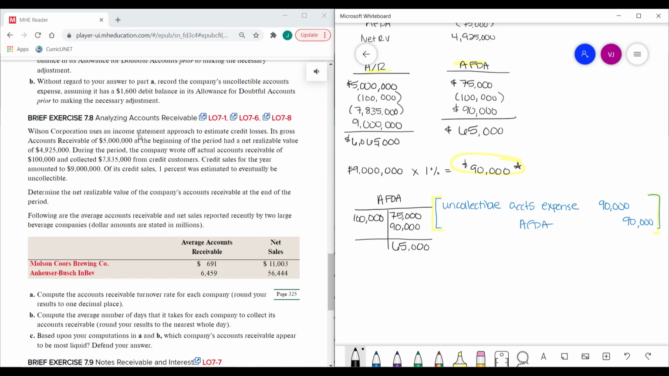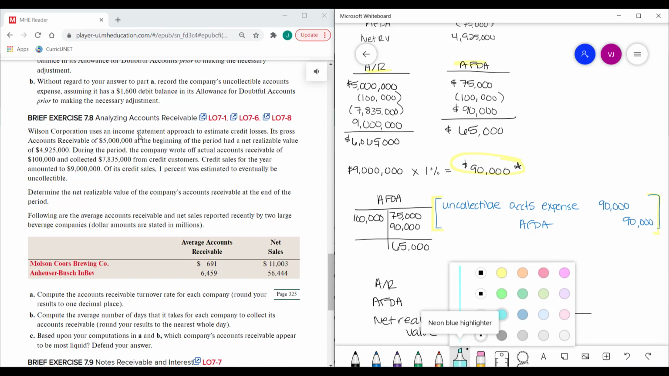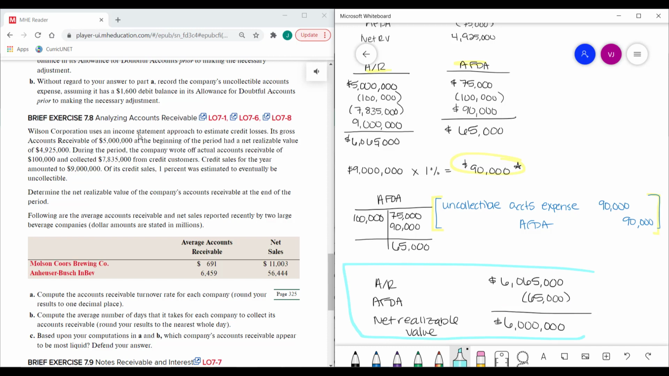Now the question is asking us, what's the net realizable value of the accounts receivable? So remember, under the balance sheet, under assets, you'd have accounts receivable listed there at its gross amount, which we found to be $6,065,000. And now the allowance for doubtful accounts has been topped up for this year's credit sales, and it has a balance of $65,000. So the accounts receivable net realizable value is $6 million here. Okay? So that is how we determine net realizable value.